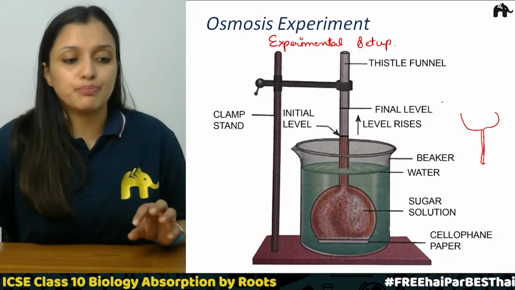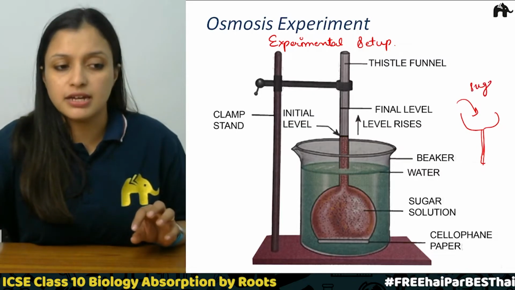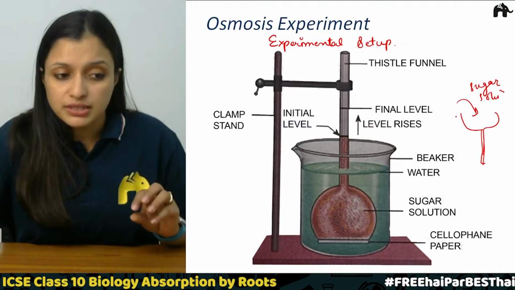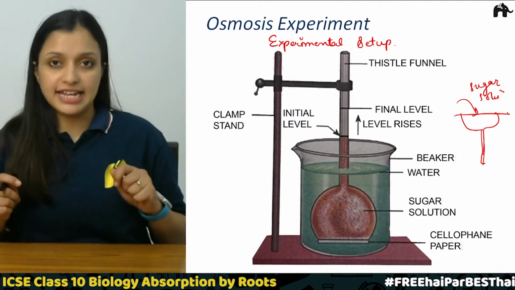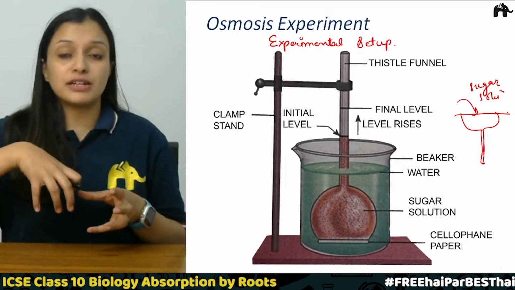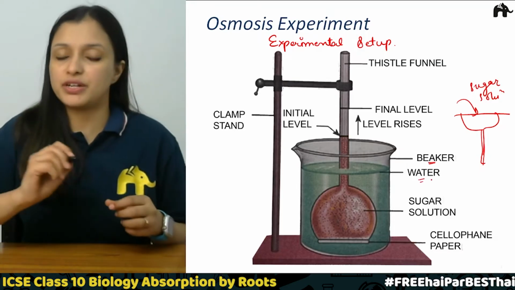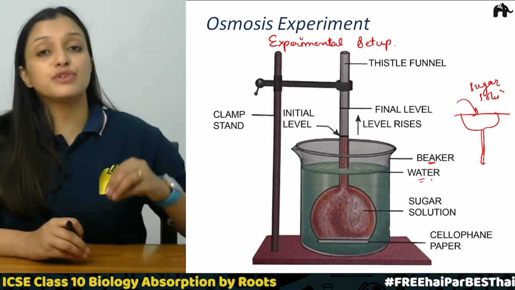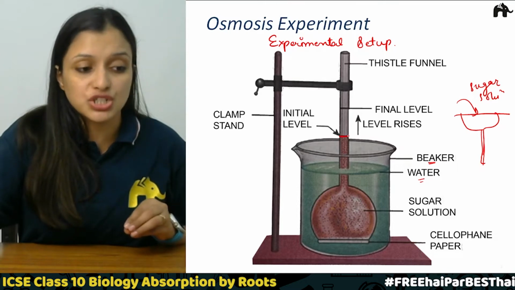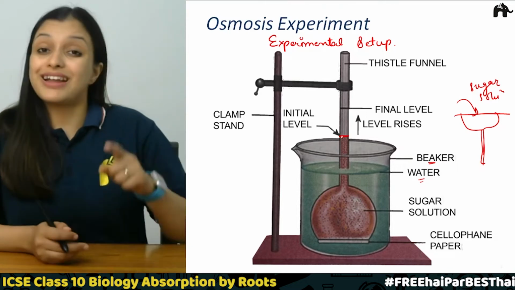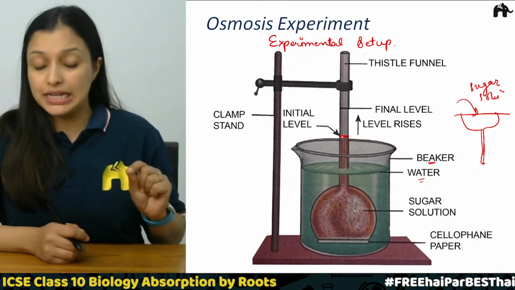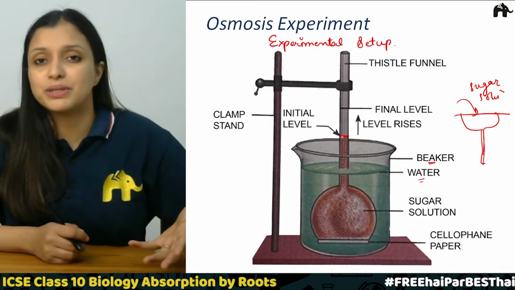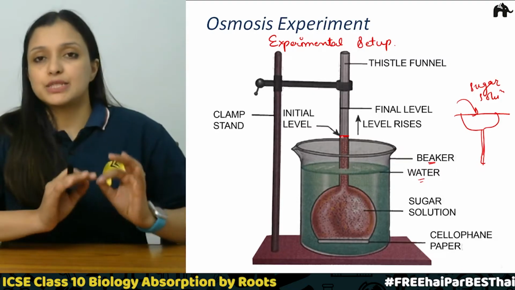What we will do is put a sugar solution inside this thistle funnel. So there is sugar solution. Now we will cover this mouth with the cellophane sheet, right? And now we will invert this thistle funnel and put it into the beaker containing water, right? As soon as we put this inverted thistle funnel into the beaker filled with water, we will mark the initial level of this sugar solution, and this is very, very important. Correct? If we do not mark this initial level, how will we come to know whether osmosis has taken place or not? Correct? So this is our experimental setup.